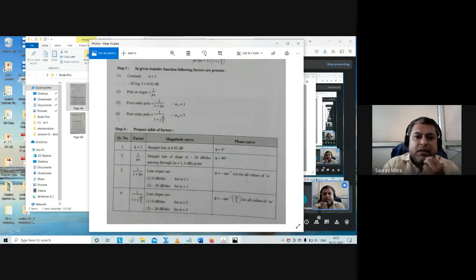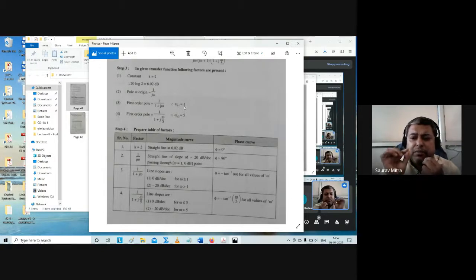Next there is 1 by (1 plus s). The slope is minus 20 dB per decade and the starting point is 1 comma 0. This is omega C1, that means this is the first corner frequency. That's why it is called 1. 1 means 1 radian per second.